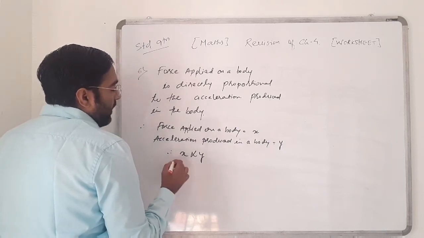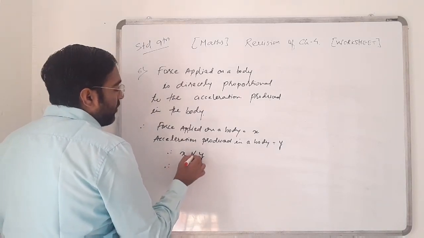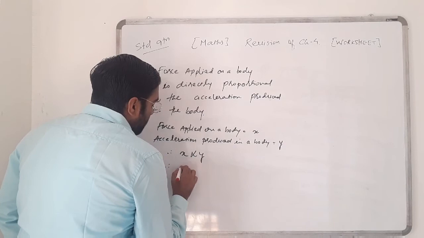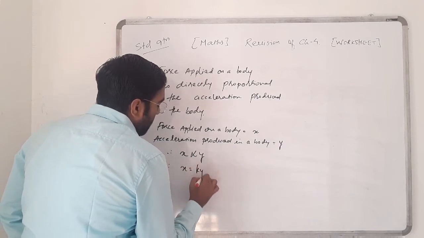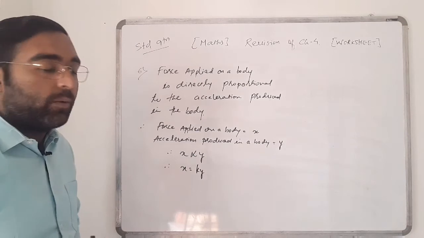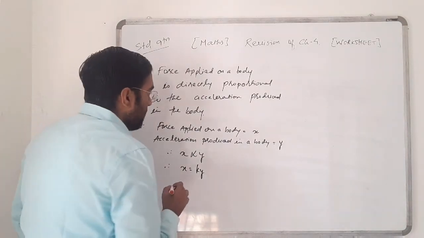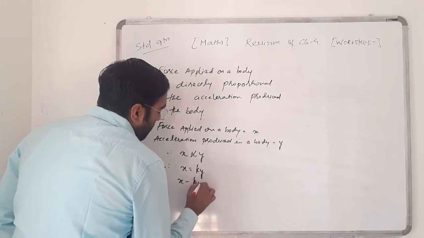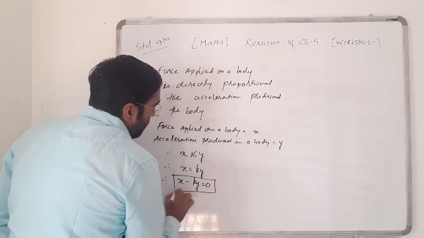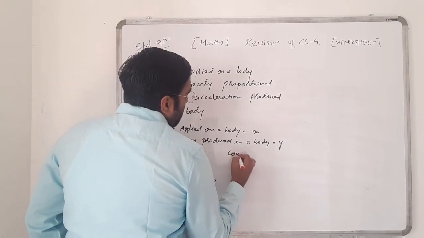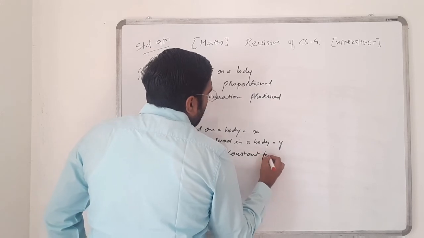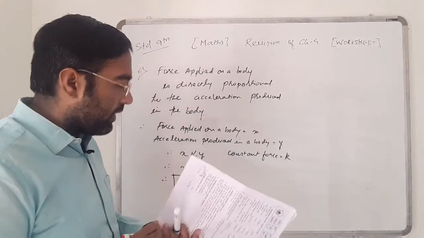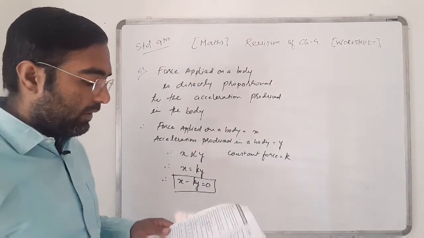So therefore if I remove this proportional sign, it is compulsory to take the constant force with the y. Okay, multiply the constant force with the y. So therefore your equation is x minus constant force into y equal to 0, and here you should take the constant force equal to k. Okay, there is a constant value of this force.